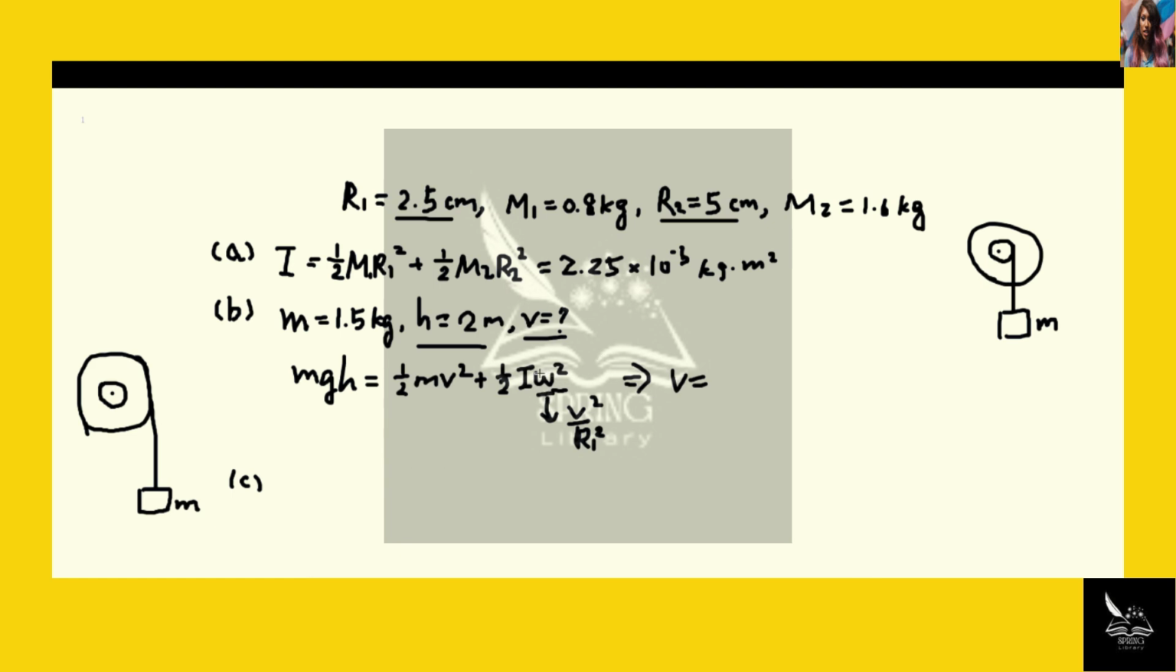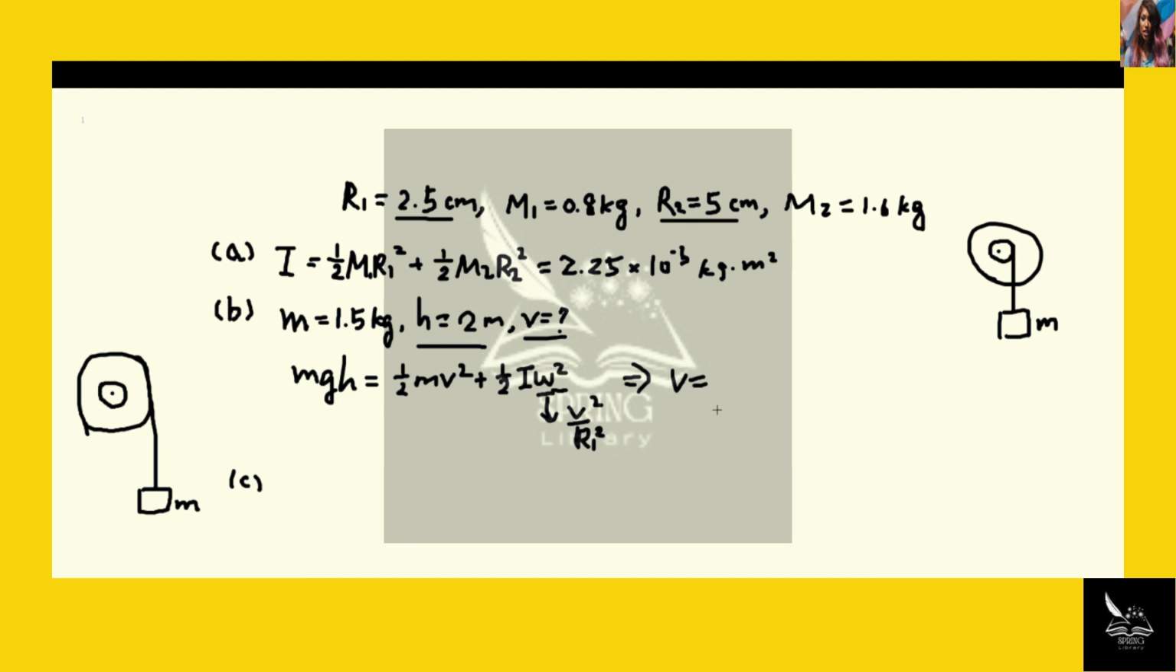However, we don't know the omega yet. We can find this by using omega equals v over r. Here, this r has to be r1 instead of r2 because now the block is connecting to the first disk. So from this equation, there's only one unknown variable, v.